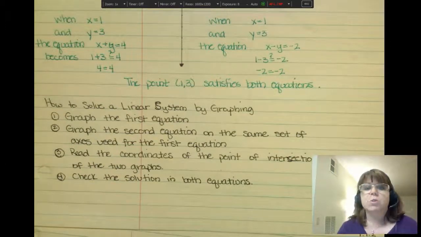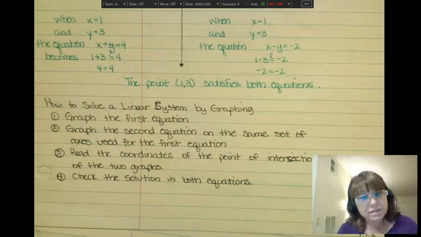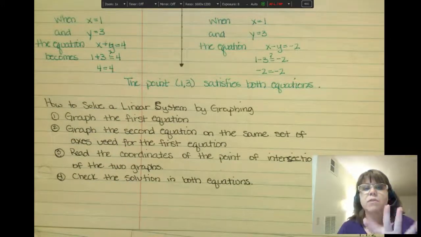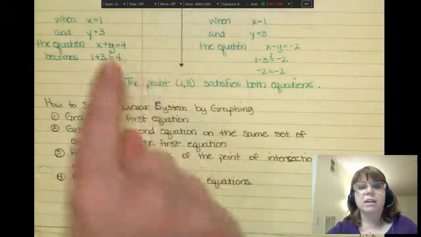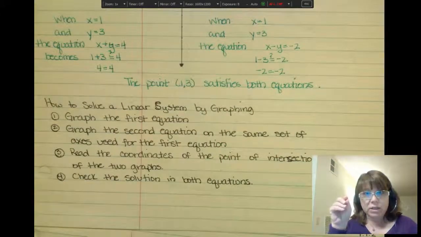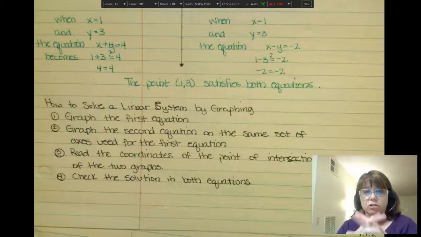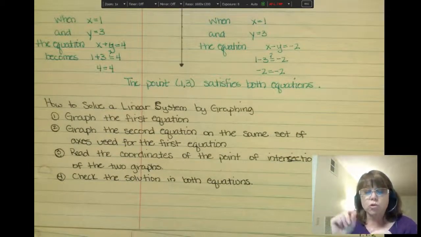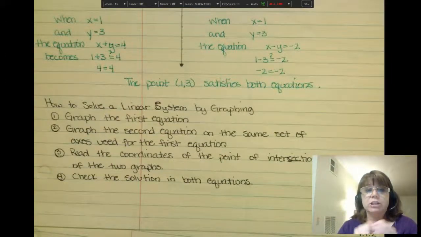Then the third step is you want to read the coordinates of the point of intersection of the two graphs, if there is one. And then the fourth is you want to do this check, because if you're looking at it visually, it might be off a little bit if your graph is not plotted well or drawn very well. So you do want to check your solutions to make sure you are reading the graph correctly.